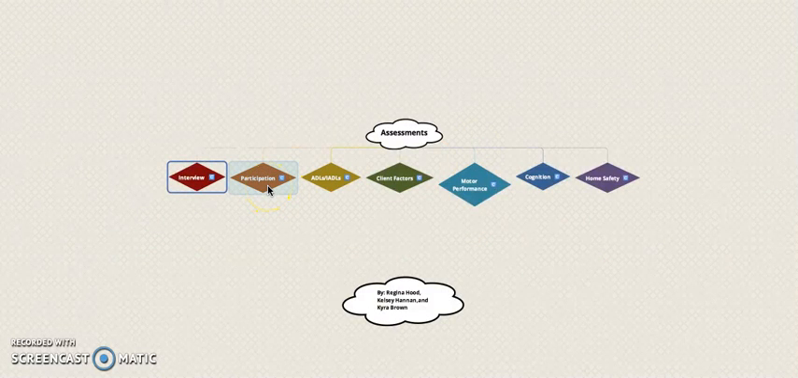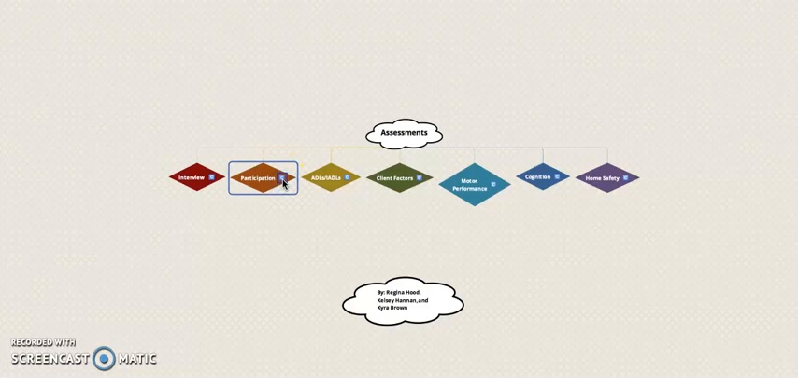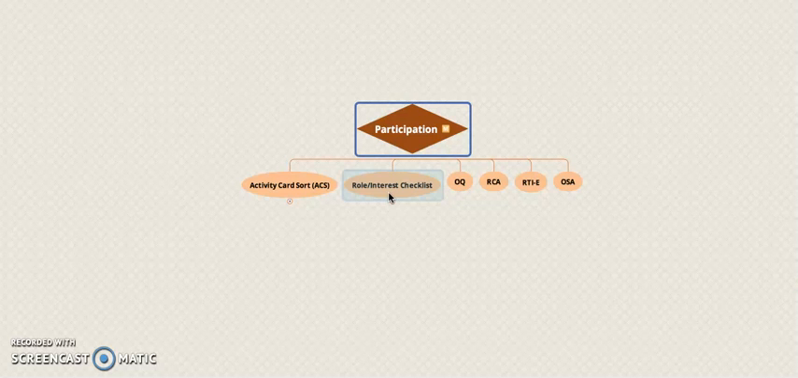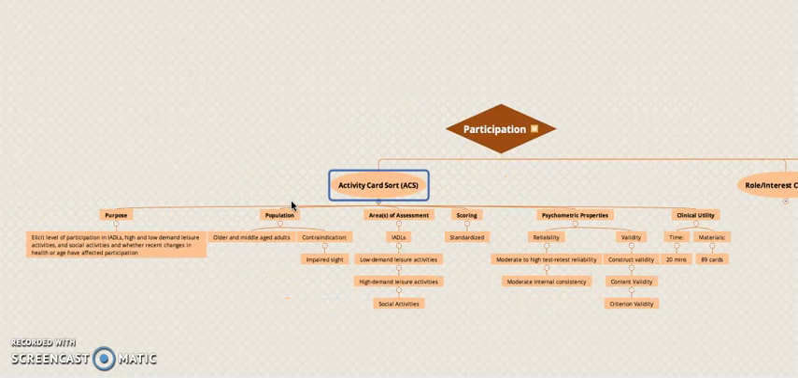Next, we have our participation assessments. We decided to focus on the activity card sort and the role and interest checklist for participation. The purpose of the activity card sort is to elicit levels of participation in IADLs, high and low demand leisure activities, and social activities, and whether recent changes in health or age have affected participation.